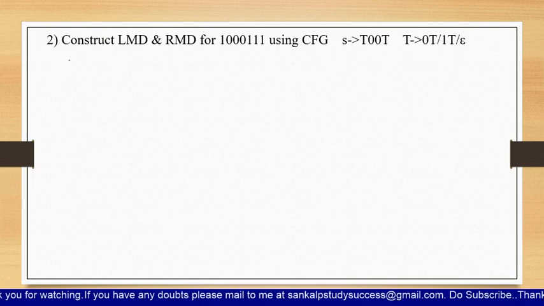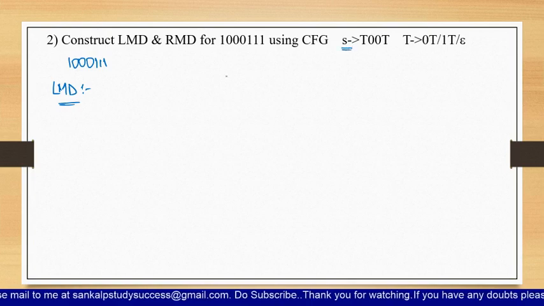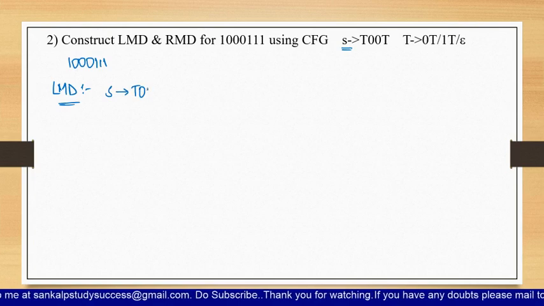Here we are given 1000111, for which we are going to first derive the leftmost derivation and the rightmost derivation. So first let us go with the leftmost derivation. Here in the leftmost derivation, we are using this context free grammar, correct? That means you are starting from the start symbol S. So here our S tends to capital T 00 and again capital T, right?